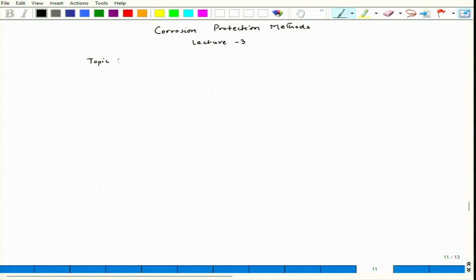And the topic we'll cover in lecture 3 is material composition and microstructure, and we'll concentrate on metals and alloys. So in the last lecture, we talked about the different environmental conditions the metals and alloys component experiences. That is dependent on whether that particular component is used in air or atmosphere, or under use in soil or aqueous medium.